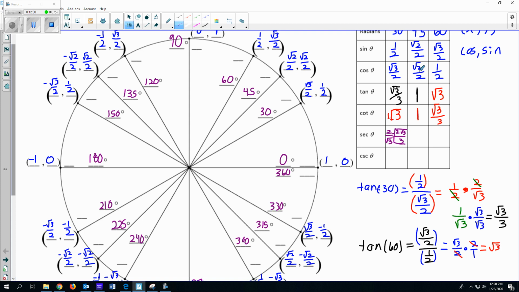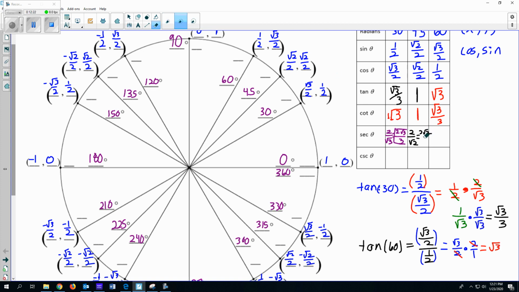And it's going to be similar right here for the secant of 45 degrees. So I'm going to go ahead and take the reciprocal here. So what we'll do is we'll have 2 over the square root of 2. And then when I rationalize it by multiplying the top and bottom by square root of 2, I'll end up with 2 square roots of 2.